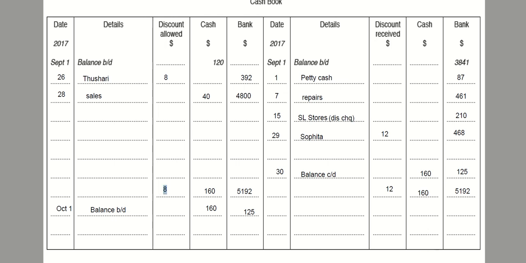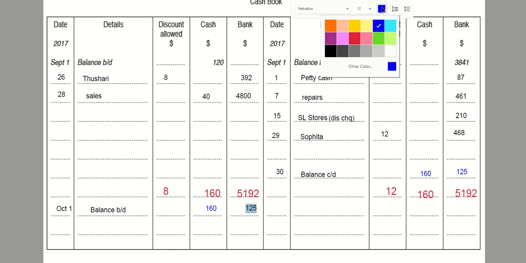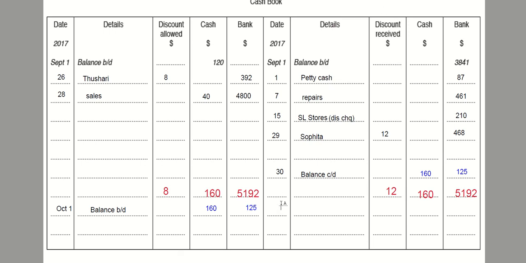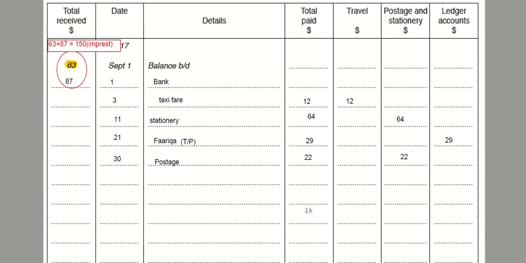Just bear with us for a while so that you don't mix it up. So you can see we took a pause and made a bit of editing. We made the totals in all the columns in red, and they are also in a bigger font size, and the balances have been brought down in a different color. So October will start with 160 and 125. Let's go on to petty cash book and finish it off.